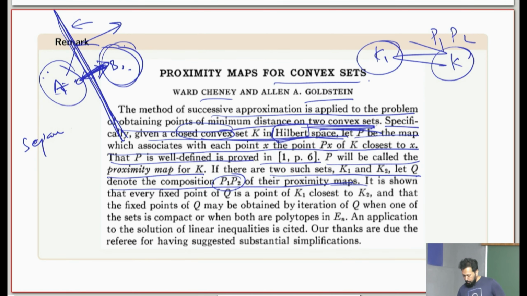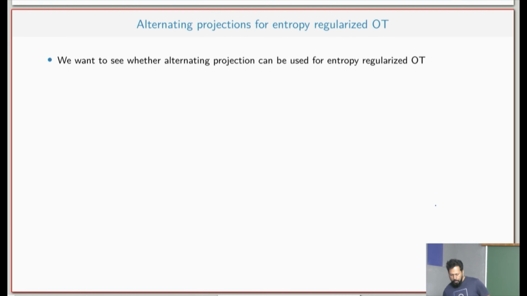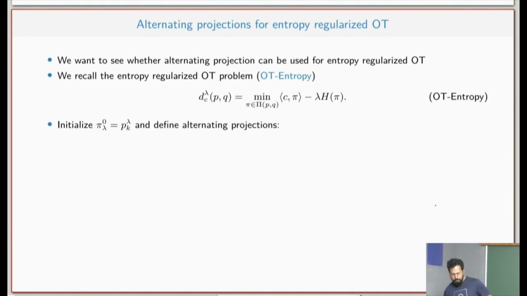So it is shown that every fixed point of Q is a point of K1 closest to this. So basically this alternating idea came from here. Okay, so this is a quite old paper. Now we are in a position to write down the full algorithm. So we want to see whether alternating projection can be used for the entropy regularized problem. We have already defined the relations, and this is our entropy regularized problem.